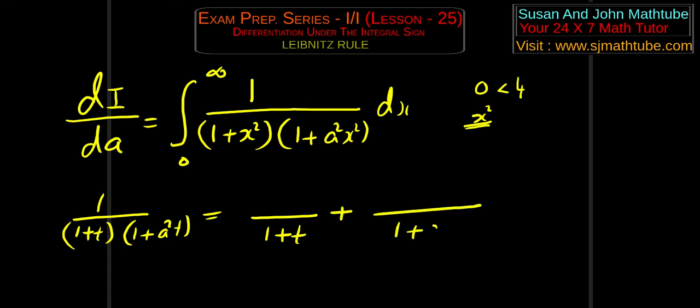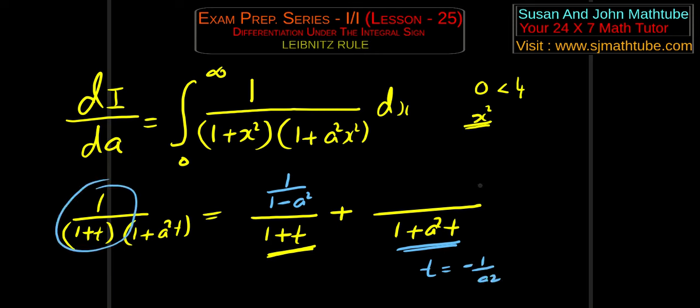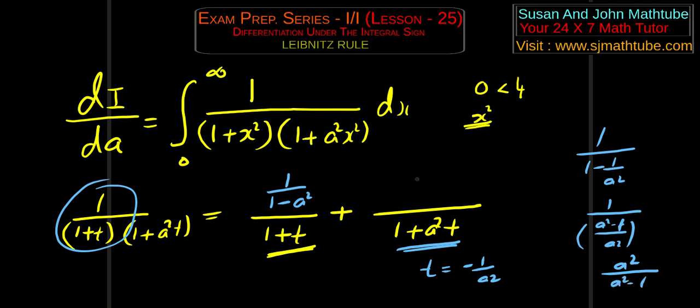And I write like this. Tell me when will this become 0? When t is equal to minus 1. So I put everywhere else, we get 1 by 1 minus a square. And when will this vanish? When t equal to minus 1 by a square. And I put it everywhere else, we get 1 by 1 minus 1 by a square, that is 1 by a square minus 1 by a square, so it goes up. So we get a square by a square minus 1. But I am going to write this as a square by minus of 1 minus a square. I am sure you understood why, because that will come common.